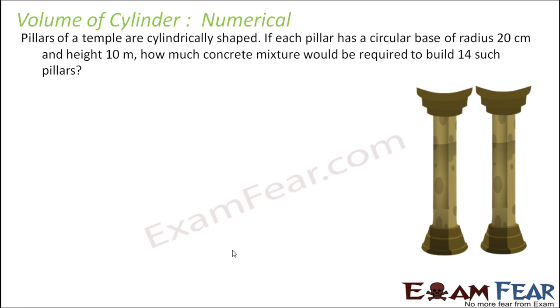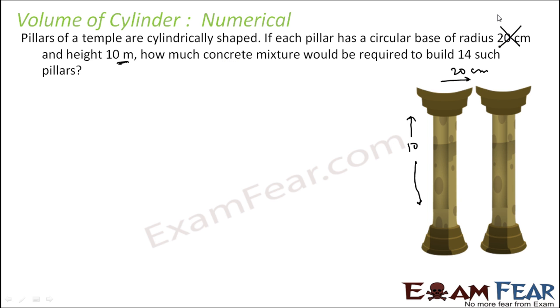Let's take some numericals to understand the concepts more. Pillars of a temple are cylindrically shaped. Each pillar has a circular base of radius 20 centimeter and the height is 10 meter. Please note the units are different. How much concrete mixture will be required to build 14 such pillars? We can either convert all of these into centimeter or meter. Let me convert this into meter.